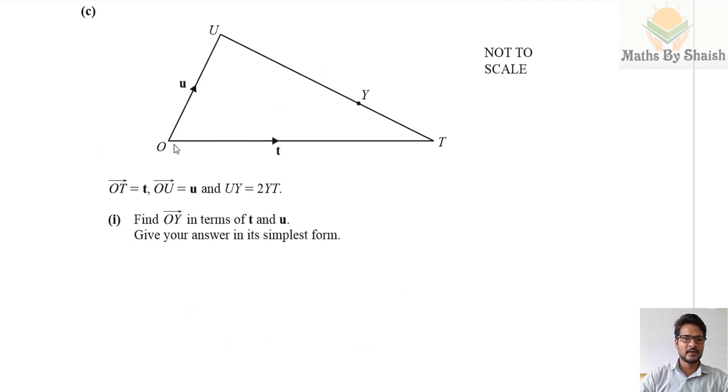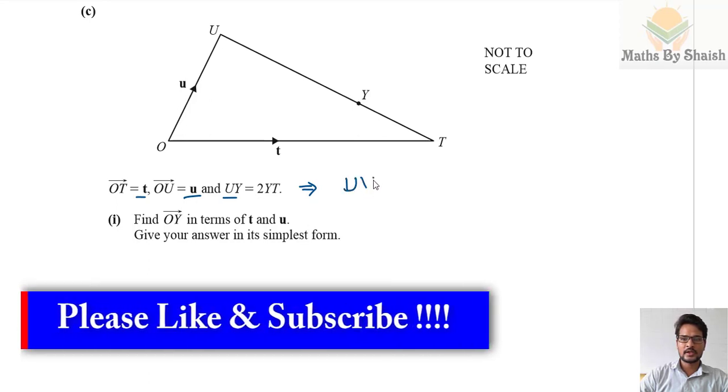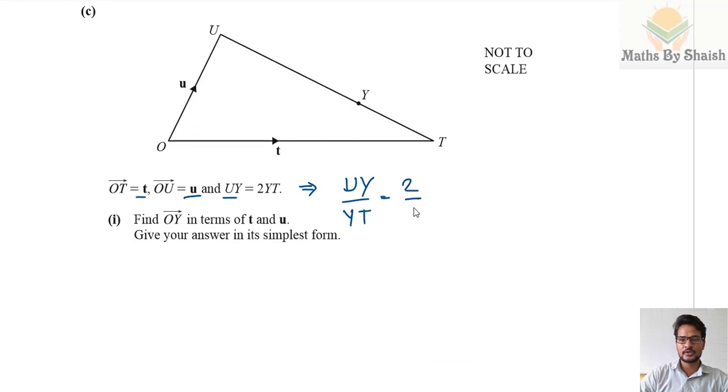In the C part, we have vectors OP, OT, OU, and TU as well. OT is the T vector, OU is the U vector, and UY is twice of YT. So from here we can rewrite this as UY over YT is 2 to 1, 2 upon 1. So this is going to be 2 and this is going to be 1. This is a ratio, not an exact length. And we need to find OY in terms of T and U. Give your answer in its simplest form.